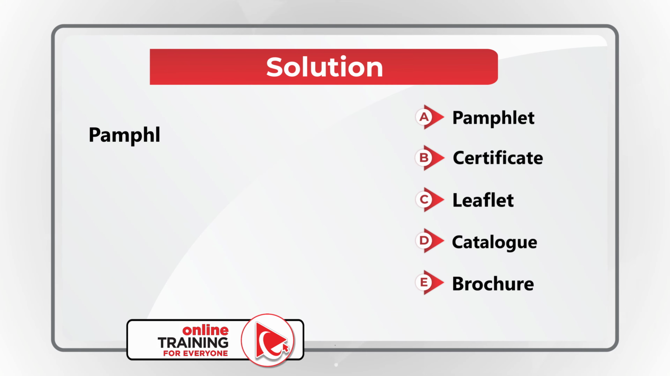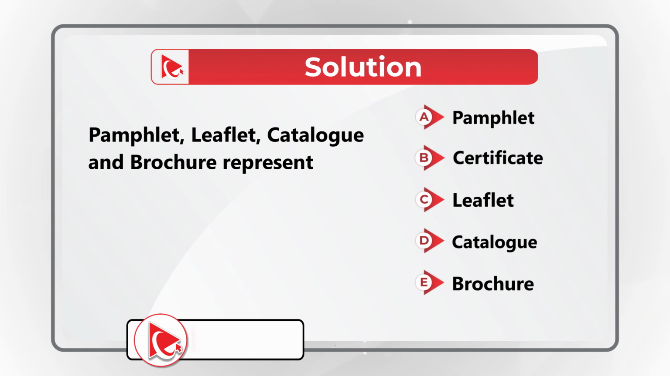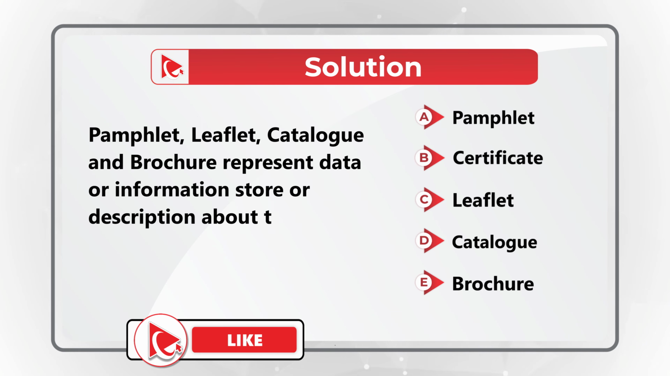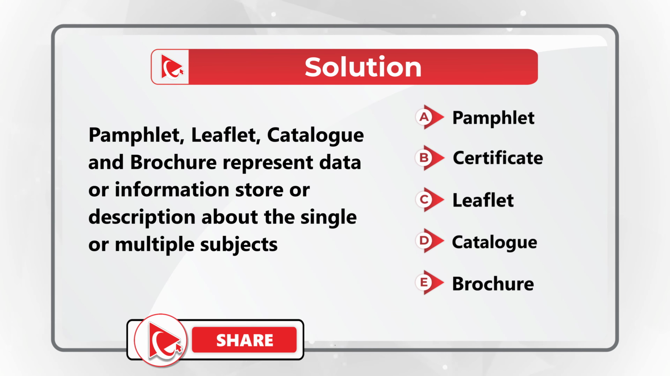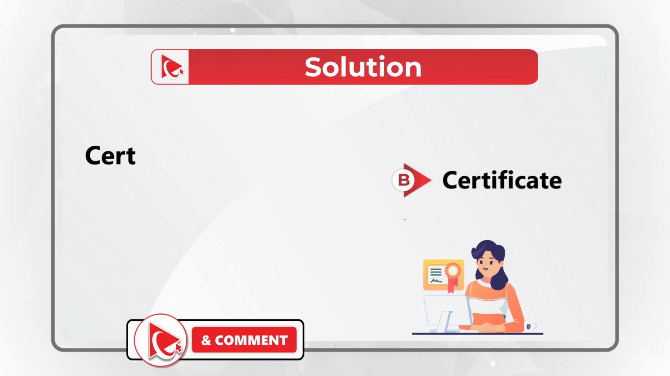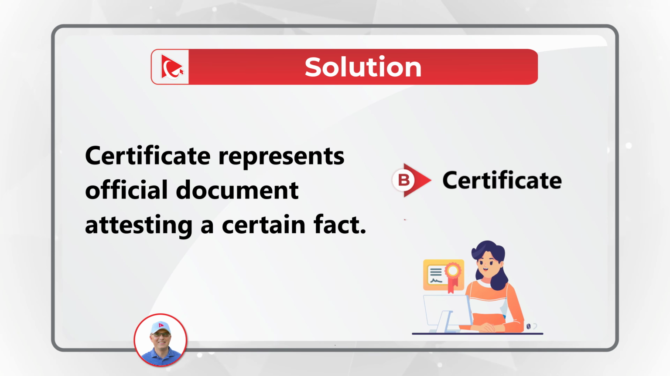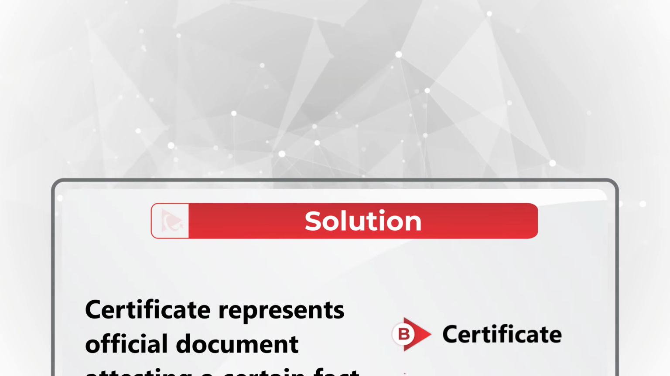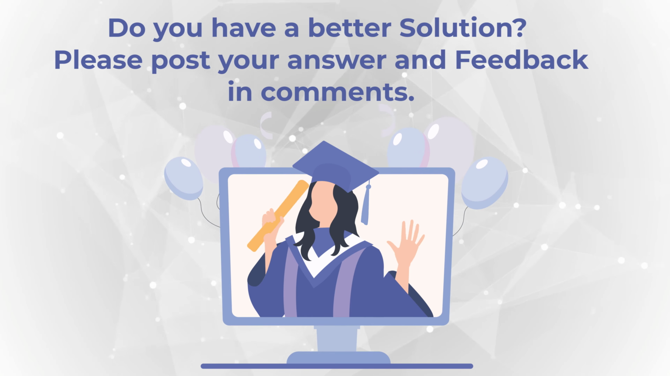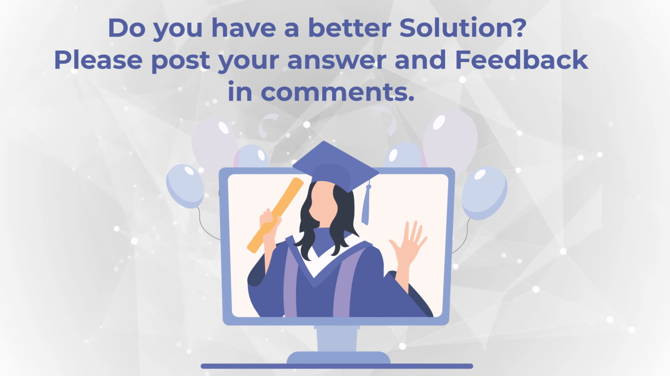You probably figured it out, but all items here represent information store or description about the single or multiple subjects, with the exception of the word certificate. Certificate represents official document attesting a certain fact. Hopefully you've nailed this question and now know how to answer similar problems on the test.